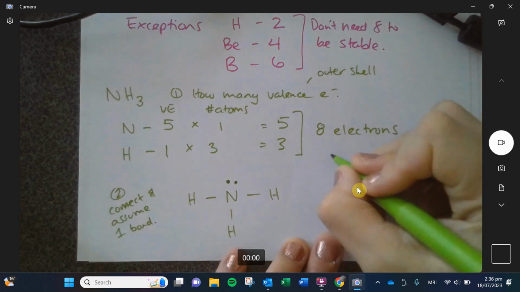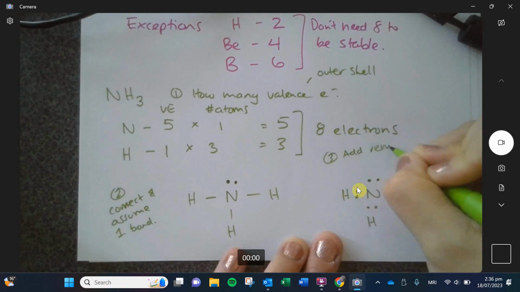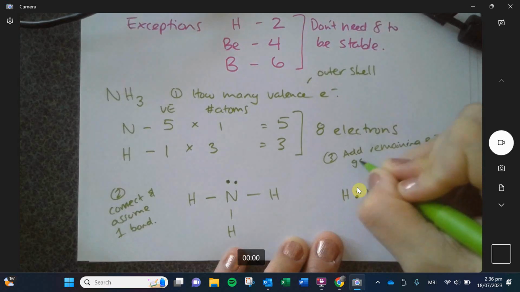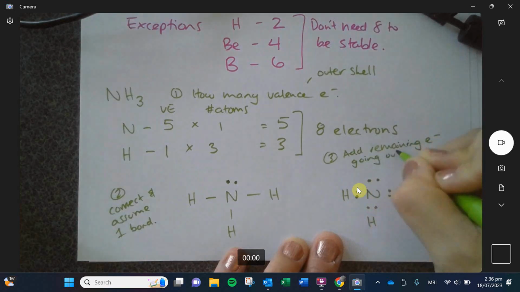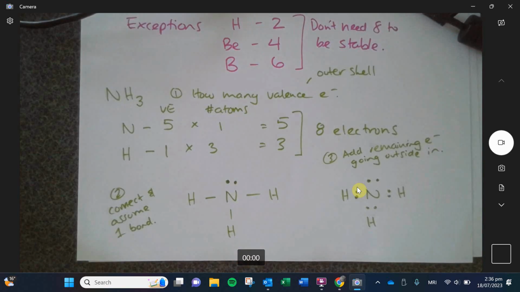So step 3, add remaining electrons, going from outside in. And then step number 4 is I want to double check to make sure everyone is stable.